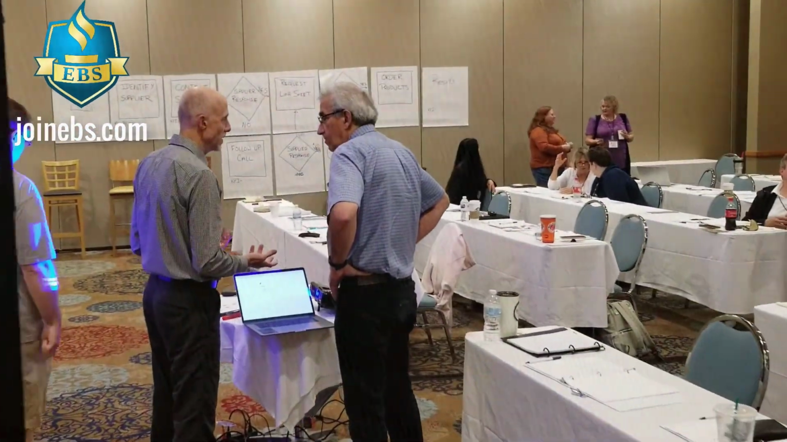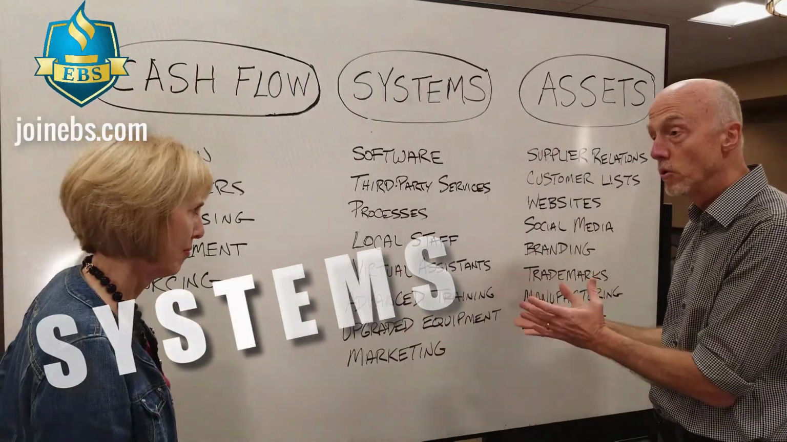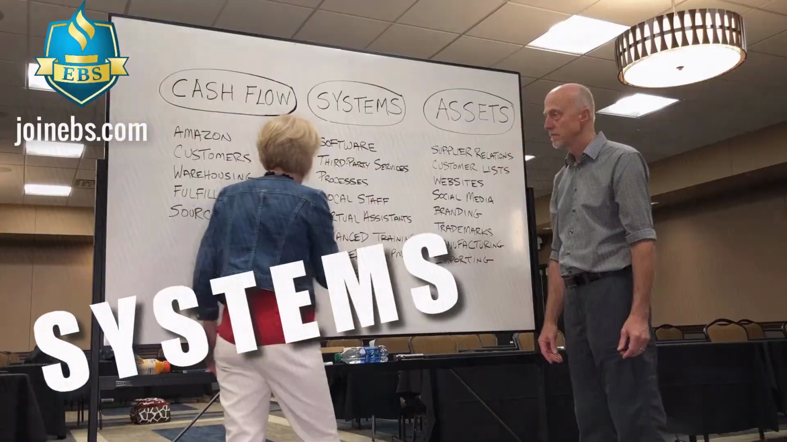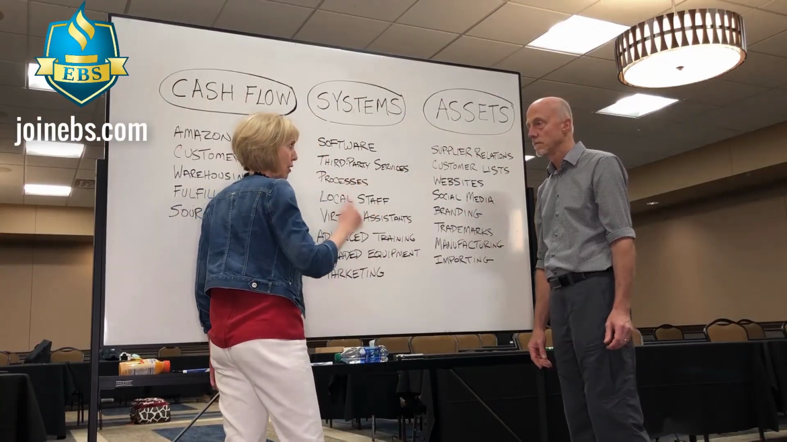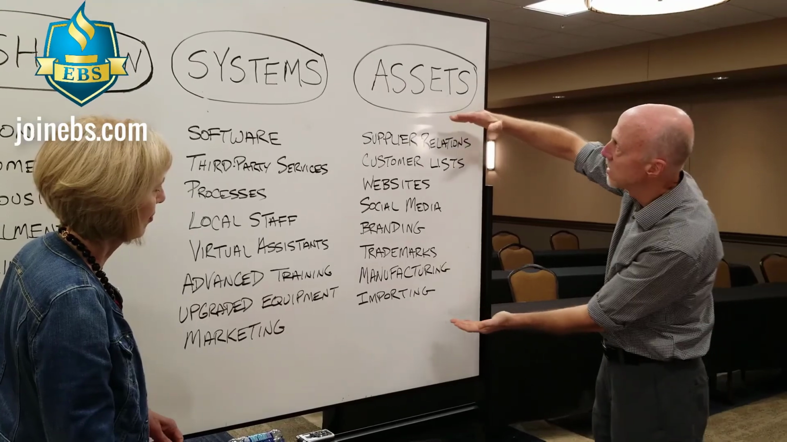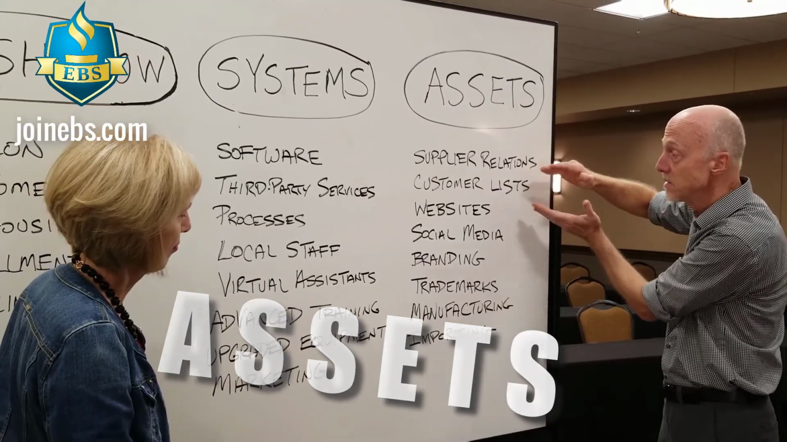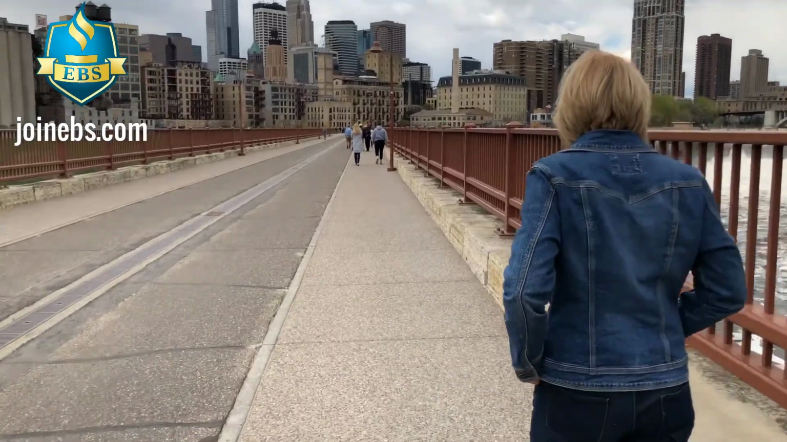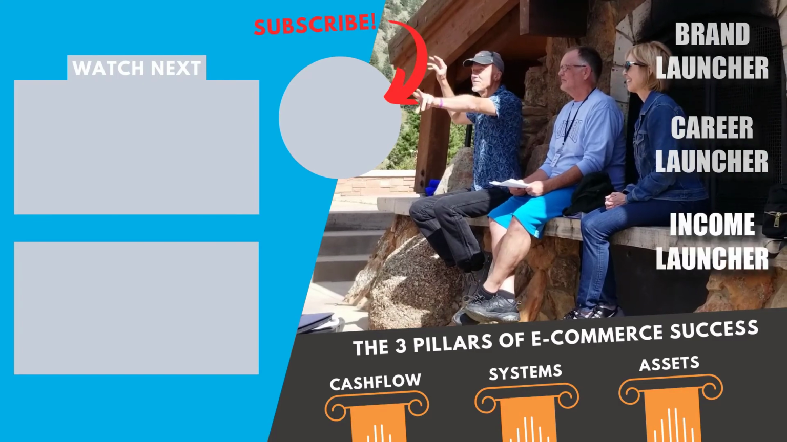Then they start looking at it as, this really is a system. So how can I add more to my system? How can I start to scale this? That's why this is so integral, each pillar leading up sequentially to that long-term reliable business. These are the real assets that somebody who wants to buy a business looks for. This is the brand launcher, the career launcher, the income launcher.